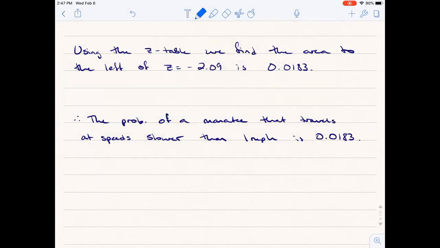Just to show you the probability notation, optional. The probability that Z is less than or equal to negative 2.09 is 0.0183. Any questions about that one? Okay.